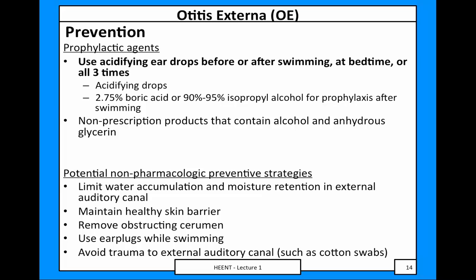Potential non-pharmacologic prevention strategies: limit water accumulation and moisture retention in the external auditory canal, maintain a healthy skin barrier, remove obstructing cerumen, use earplugs while swimming, and avoid trauma such as use of cotton swabs. There are no randomized trials to compare the efficacy of different strategies to prevent otitis externa, such as use of alcoholic medications or anhydrous medications. And you have to be careful because some of these acidifying drops and the glycerol can be more irritating to the skin.